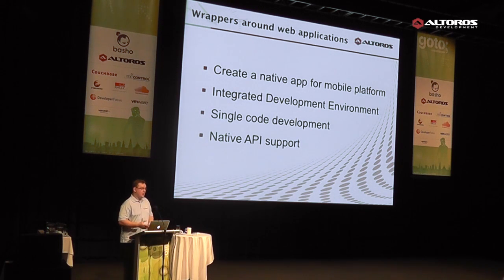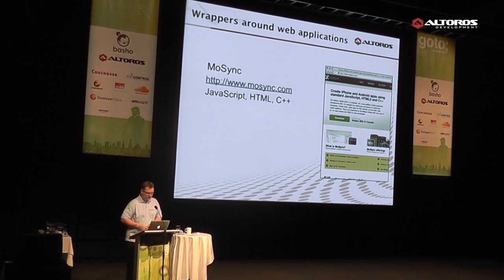Native API support, yes, for this kind of application because they are running on a native platform. Of course, they provide some proxy methods to get the native API working, like camera, photo and video, and geolocation, etc. So one of the presenters here is Mousing. Interesting tool. I would say that this tool uses such technologies as JavaScript, HTML5, CSS3, and the additional language you will be developing in is C++.